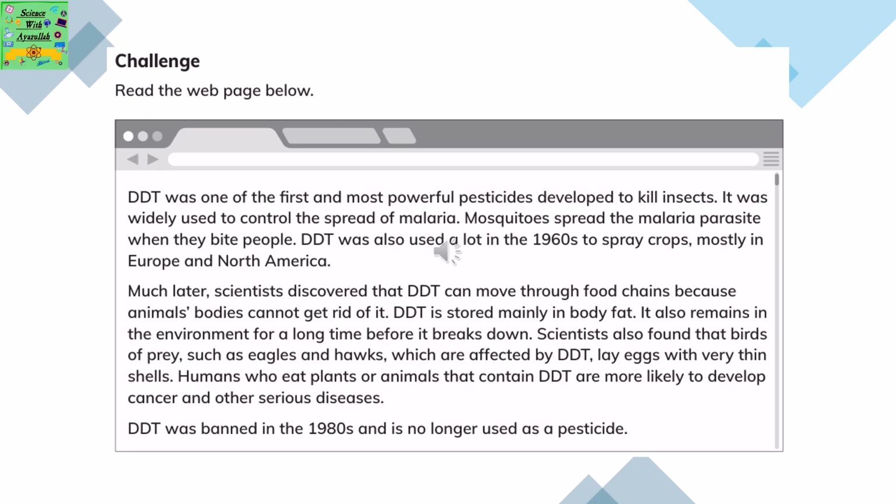It also remains in the environment for a very long time before it breaks down. Scientists also found that birds of prey, such as eagles and hawks, which are affected by DDT, lay eggs with very thin shells. Humans who eat plants or animals that contain DDT are more likely to develop cancer and other serious diseases. This is why DDT was banned in 1980s and is no longer used as a pesticide.